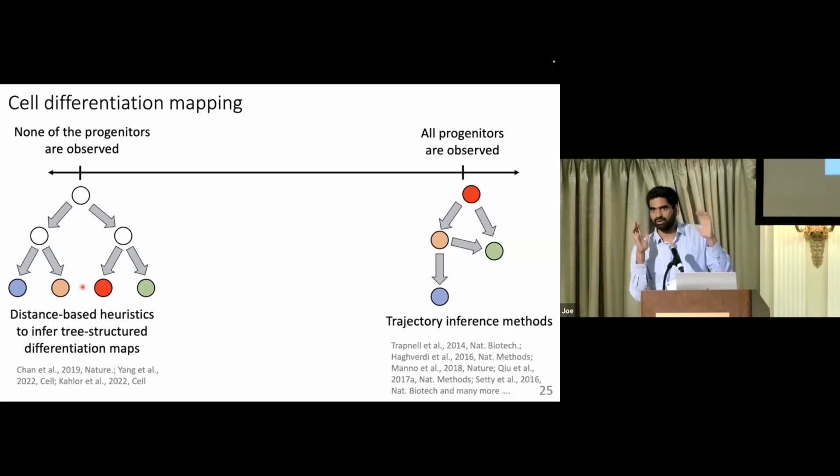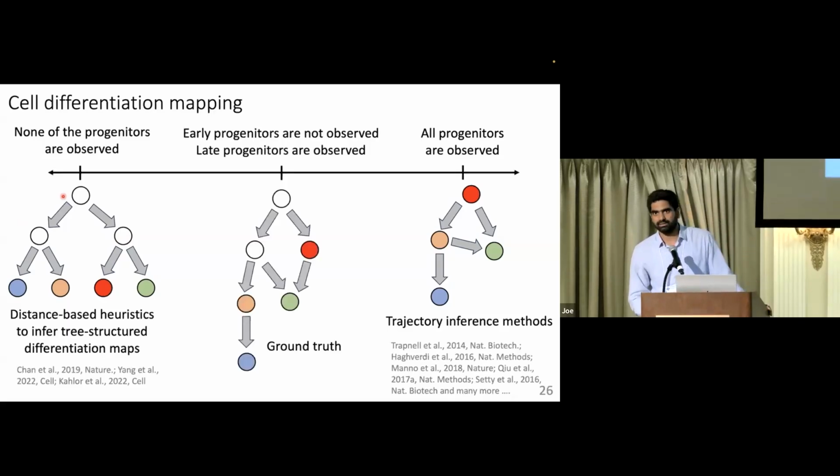And here you're making almost completely the opposite kind of assumption, where you're assuming that all the observed cell types are basically the terminal cell types, and none of the progenitor cell types are observed in your data. Okay. I would expect that, depending on the system you're looking at, reality might be somewhere in the middle, where the early progenitors are not observed, but the later progenitors are observed.